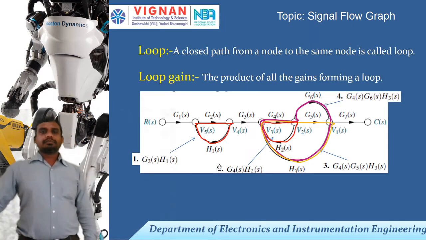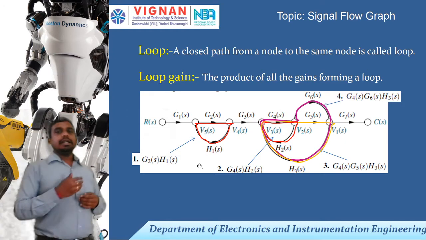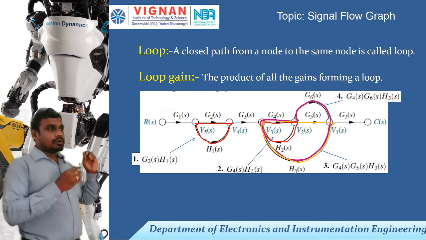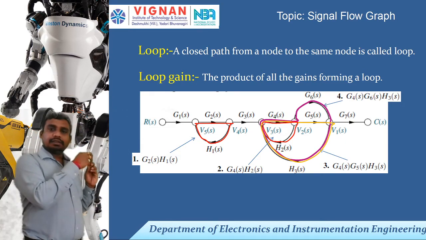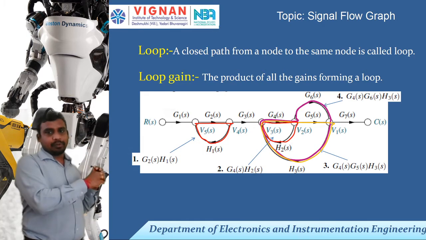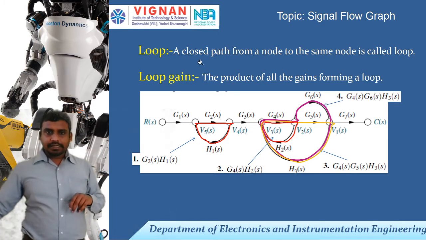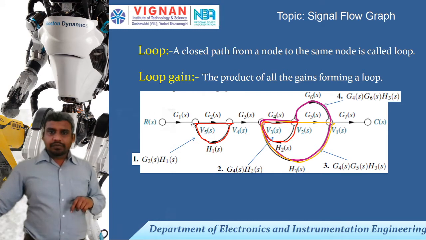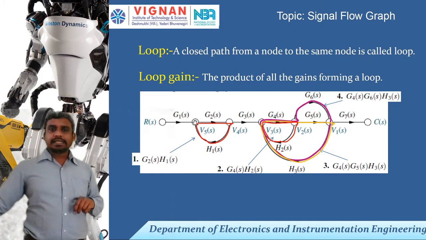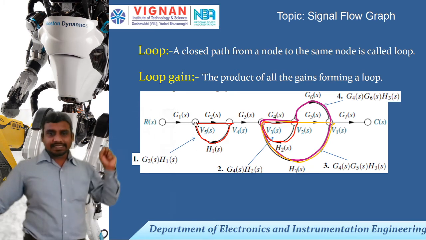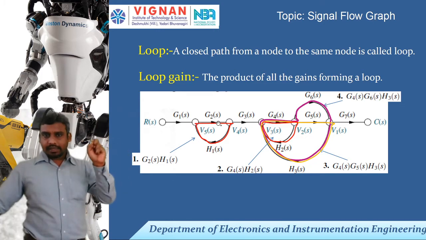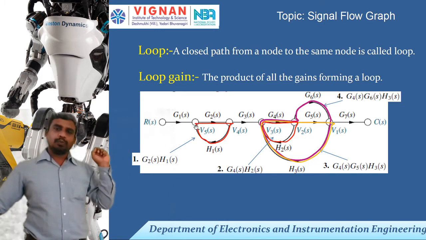Then a loop is a closed path. When the signal starts at one node, it should end at the same node. See the example I have given here. If you see the nodes V5(S) and V4(S), the signal starts from V5(S), goes to V4(S) and comes back again to V5(S). That means the signal starts at one node and ends at the same node, which is called a loop.